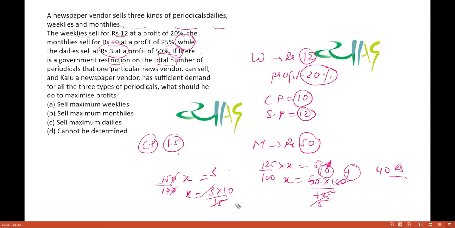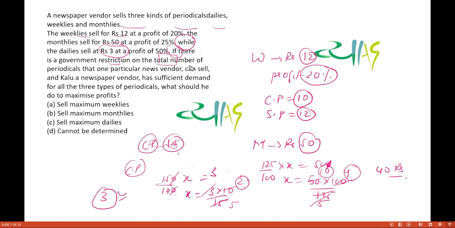So this comes to be 3, this 1 times, this is 5 times, and this comes to be 2. Yes, so the cost price comes to be 2 here, because 50% of 2 is 1, and 2 plus 1 is 3. So this is the selling price. So this is how you can calculate the cost price.